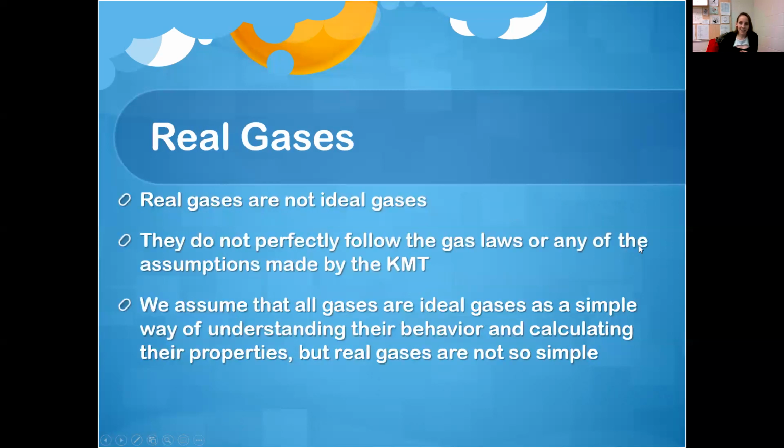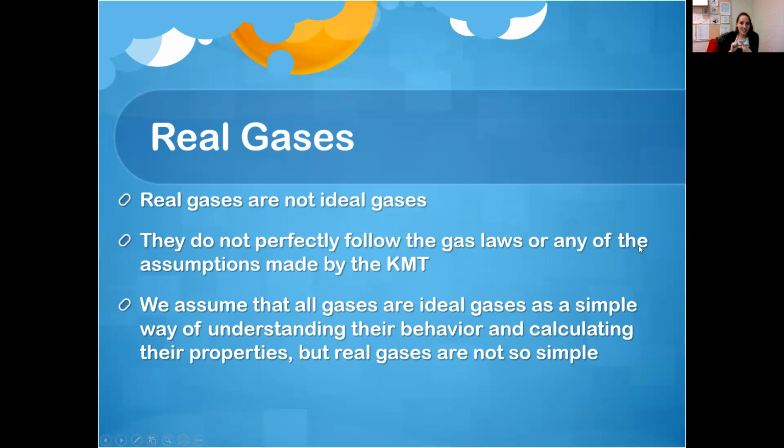Real gases, the gases that exist in the world around us, are not ideal. They don't perfectly follow the assumptions of the KMT. In fact, most of the assumptions don't really work at all. However, real gases are close enough to ideal gases under normal circumstances that we pretend that they're ideal for the sake of our calculations.